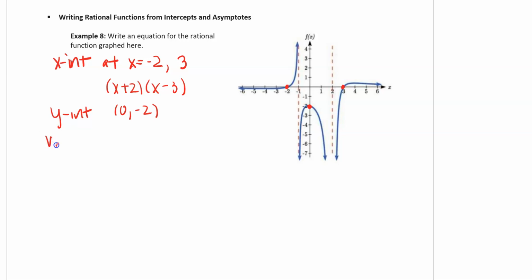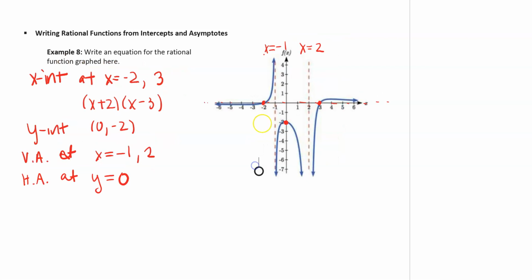So I have vertical asymptotes at, let's see, one here at x equal to -1, and one here at x equal to 2. So at x equals -1 and 2. And then our horizontal asymptote, we can see that we have one created here along the line y equal to 0. So let's put all this into play.